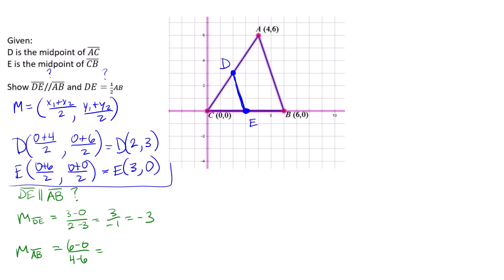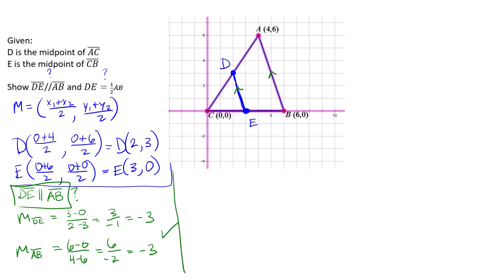So 6 minus 0 is 6. 4 minus 6 is negative 2. 6 divided by negative 2 is negative 3. So that means the slopes are the same, which means that these are, in fact, parallel, right? So we've just proven that these lines are parallel.